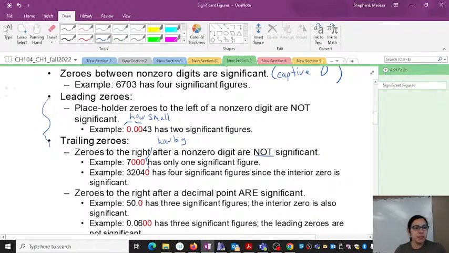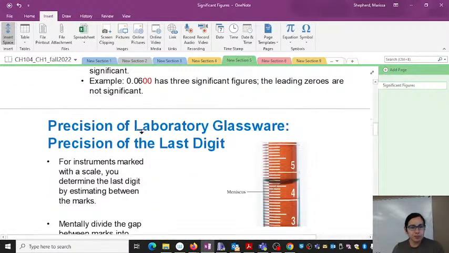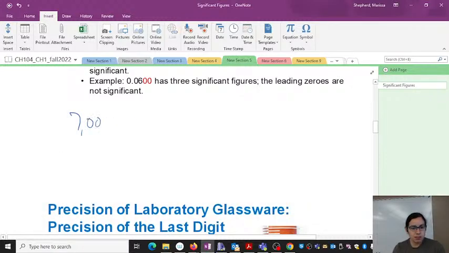And so I just like to summarize these 2 rules as saying any zeros that show how big or small are going to be not significant. And the other way to think about this is if you can write it in scientific notation and just eliminate these zeros, then that's also telling you it's not significant. So for instance, right, 7,000 only has one sig fig. If we wanted to make that clear, we could do 7 times 10 to the third. That's still one sig fig.